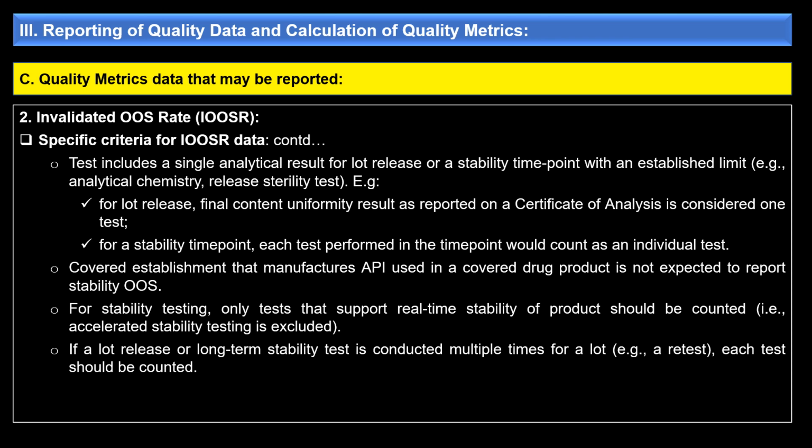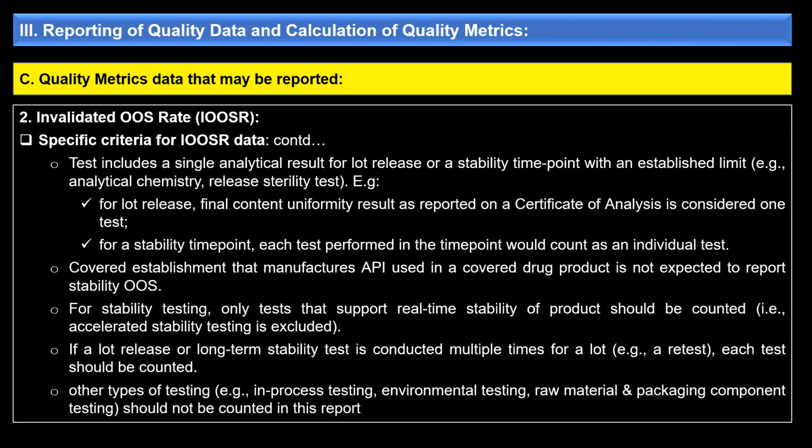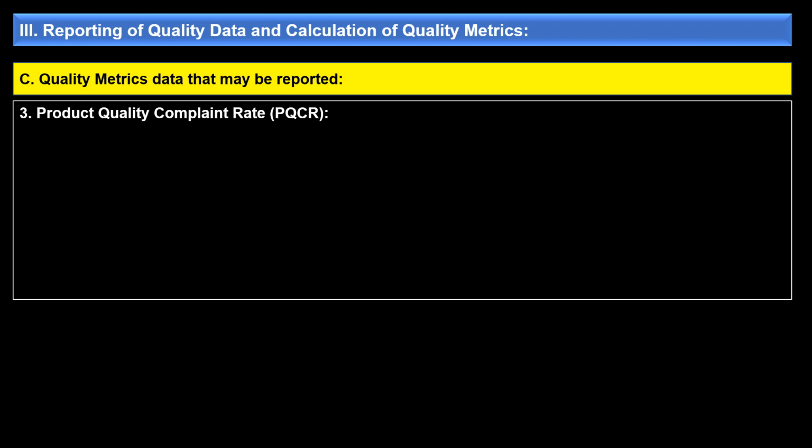If a lot release or long-term stability test is conducted multiple times for a lot, for example in the case of a retest, each test should be counted. Other types of testing like in-process testing, environmental testing, raw material and packing component testing should not be counted in this report. The third quality metric is the product quality complaint rate.